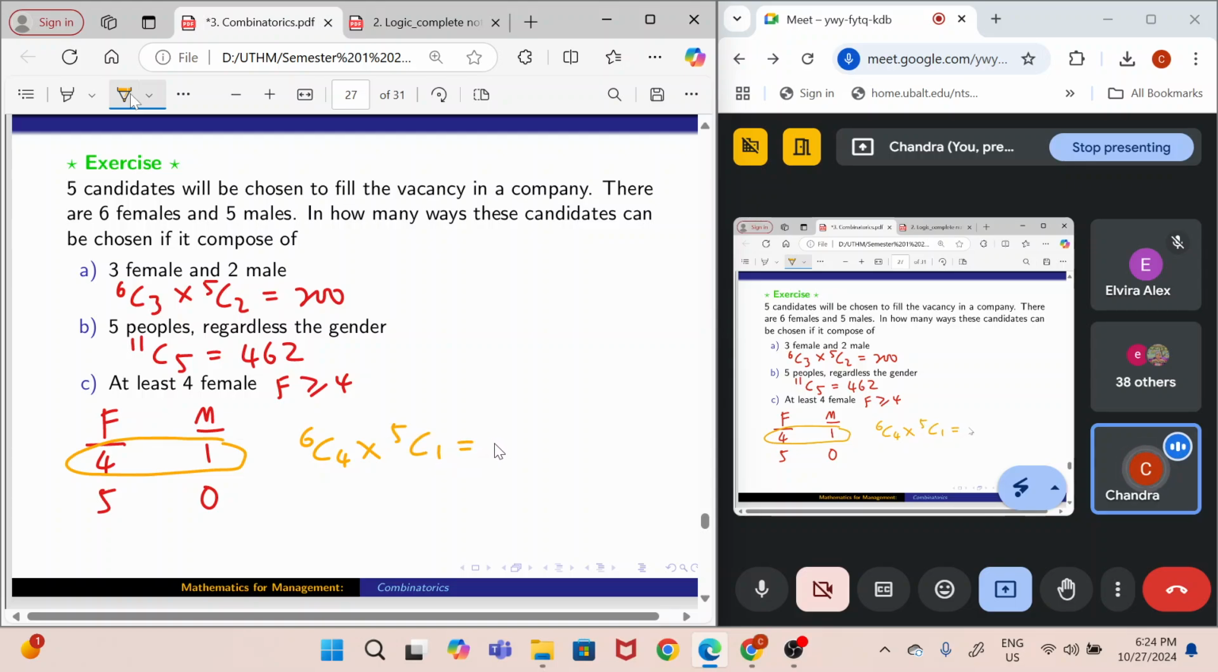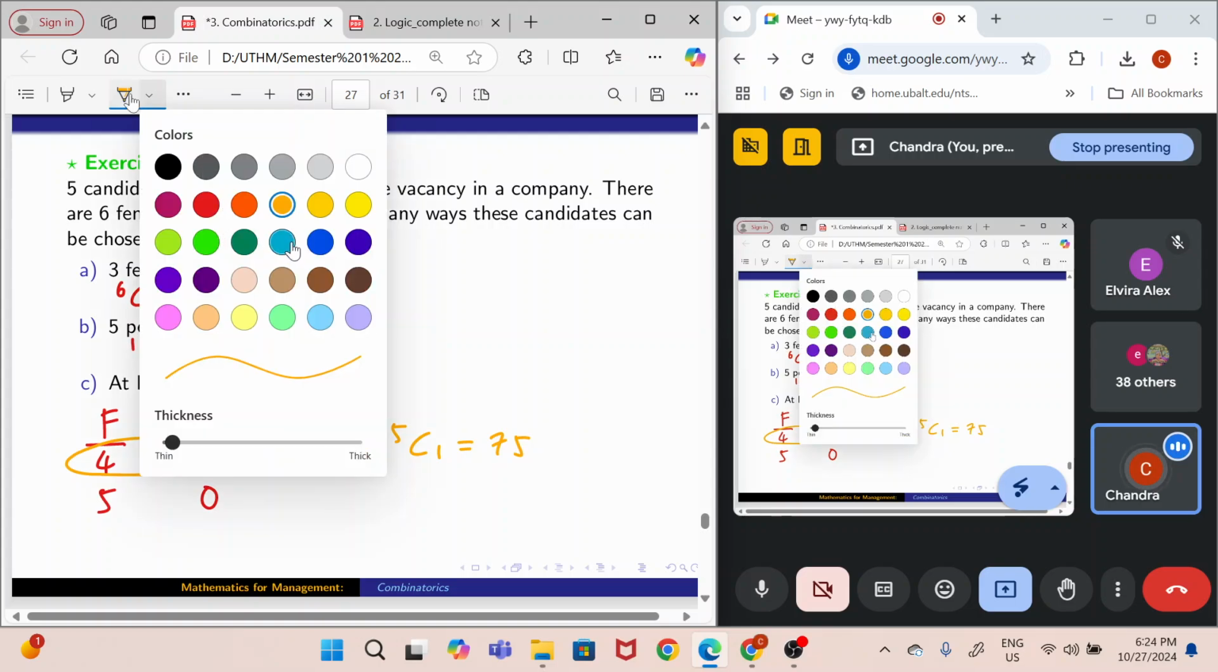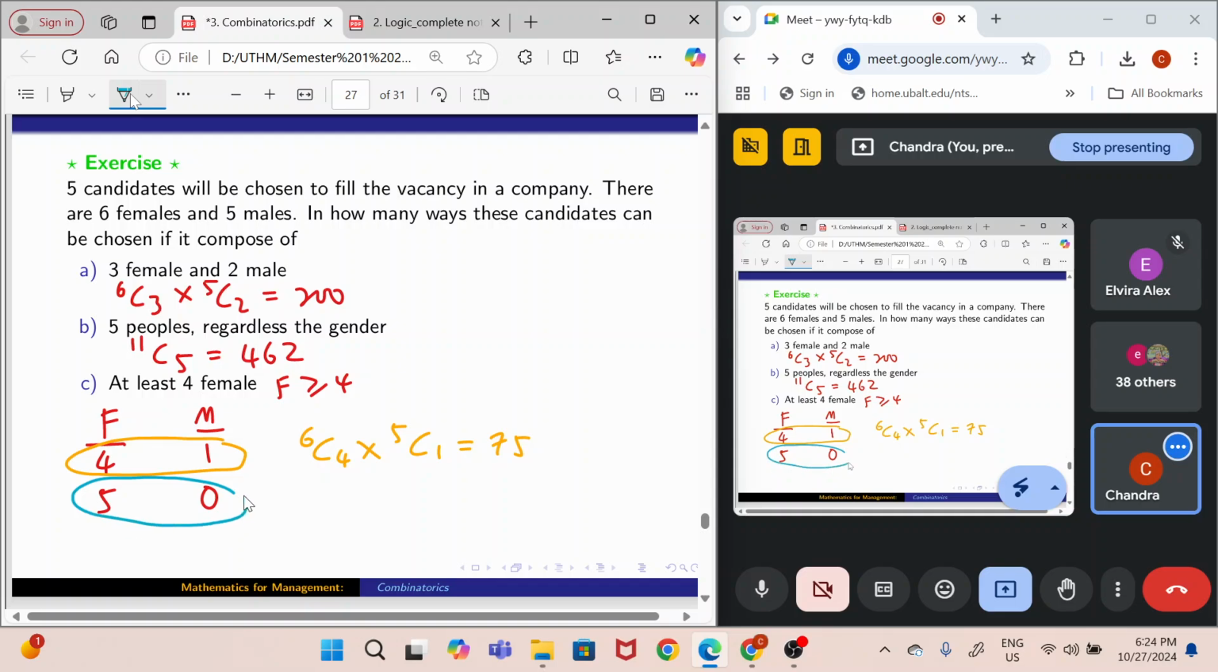So if I calculate this, I get 75. Then for this one, out of 6 females I need to choose 5, times out of 5 males I need to choose 0, multiply this, you get 6. So you plus this, we get 81. That is the answer for this one. Let's double check now.